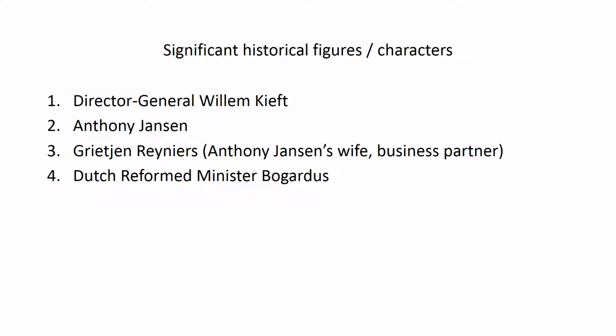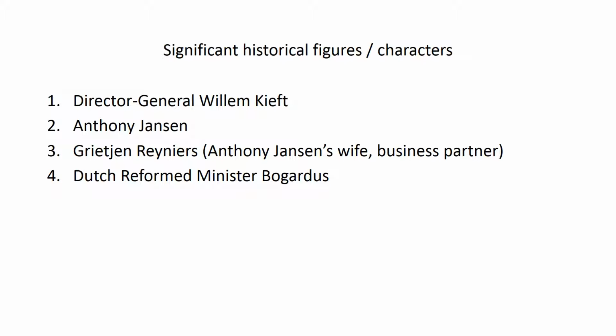So these are the historical characters that appear in the document reading for today. Kieft is in charge of the court. He's helping to write the laws and impose order on the people. Jansen and Reniers are a couple who are nothing but trouble from the perspective of Kieft. And Bogardus is the new minister who's just arrived in town along with Kieft, and who's supposed to help impose moral order on the city.